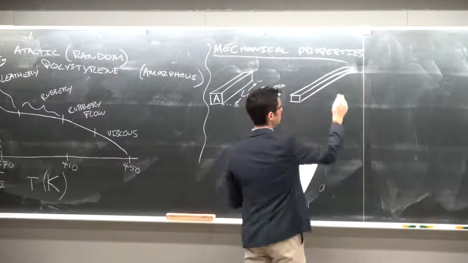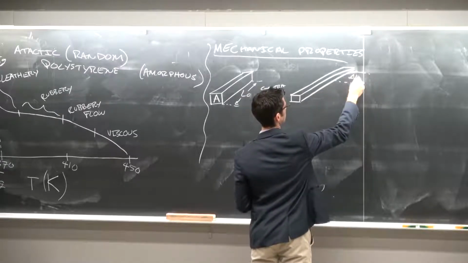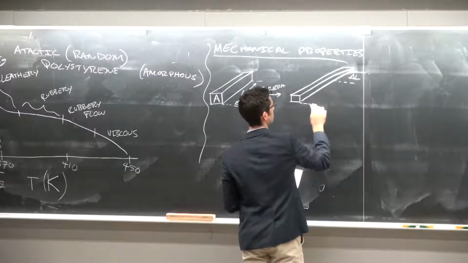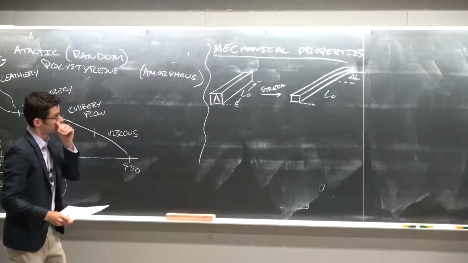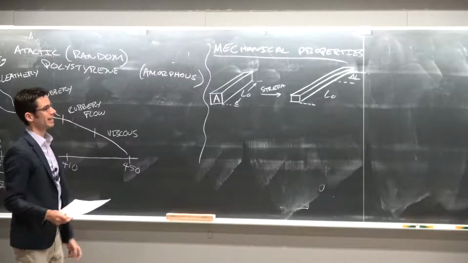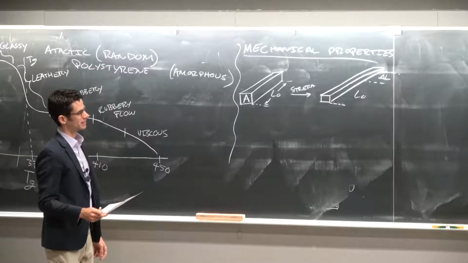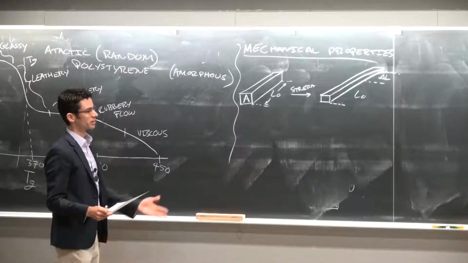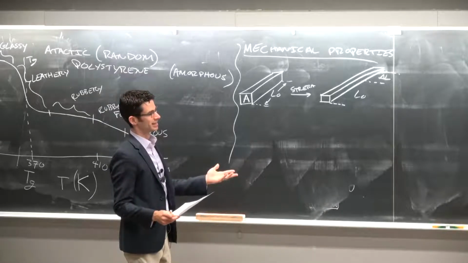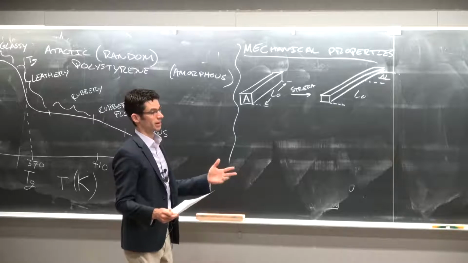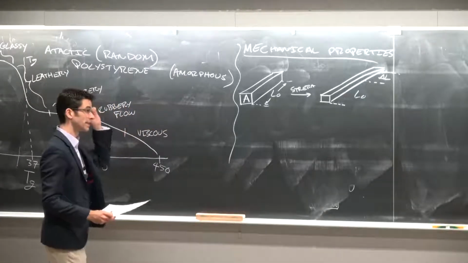And we have L naught and delta L. Now I've drawn this as quite a large deformation, but polymer samples are really going to respond elastically under relatively small deformations, like 10%-ish, depending on the material.